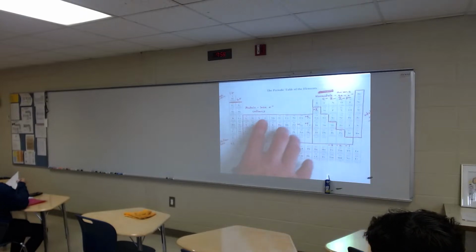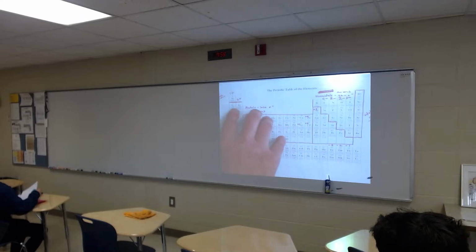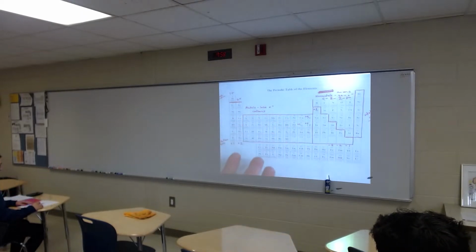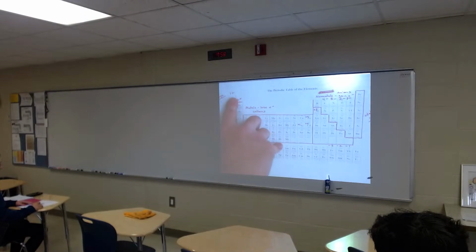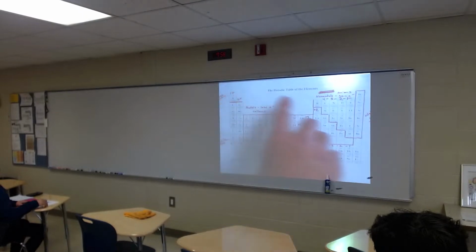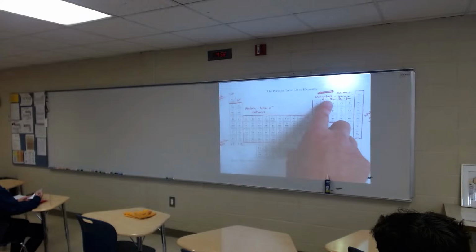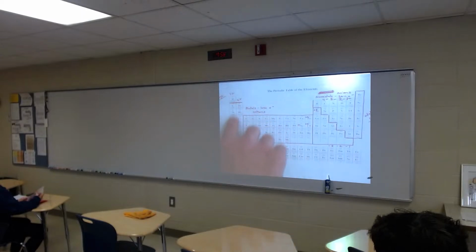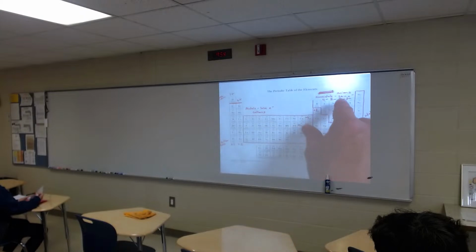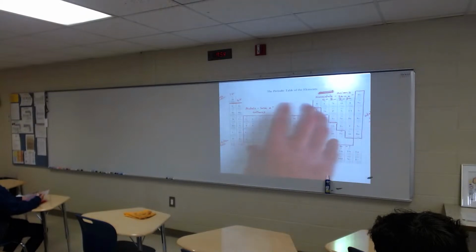Now, when these metals lose electrons, they become positively charged. Non-metals become negatively charged. This group's going to make plus ones. This group's going to make plus twos. These make minus ones, minus two, minus three, minus four.